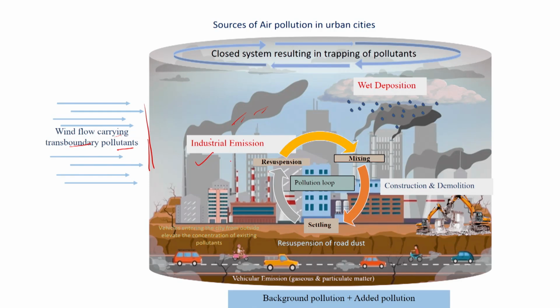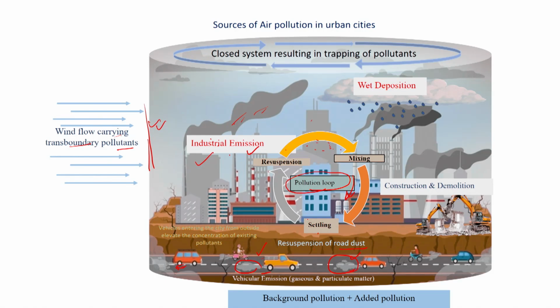Once these aerosols are suspended in the atmosphere, whether they are from the transboundary or from emissions within the city itself, they will keep on resuspending and mixing with each other. There will be a kind of pollution loop generated: resuspension and mixing, and then they are deposited back on the earth as road dust. When vehicles ply, you have emissions from the road dust, here and here. Not only is the vehicle polluting, but the emissions from the tires are also a very prominent source. So again resuspension, mixing, and then settling down.